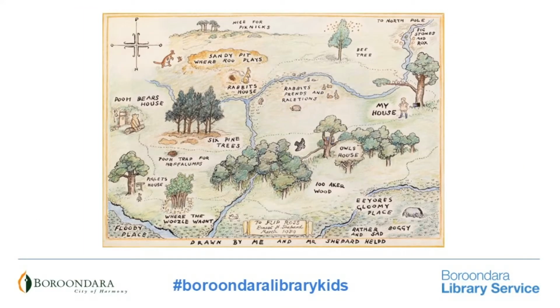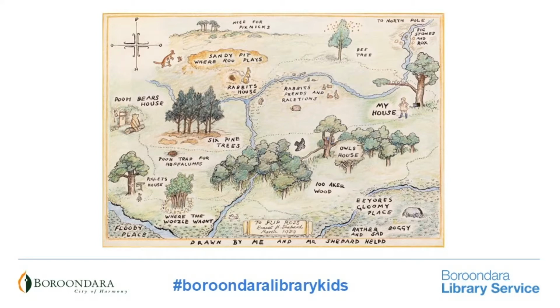A very famous pictorial map that you might be familiar with is Christopher Robin's map of the 100-acre wood from the Winnie the Pooh stories. It is hand-drawn, not to scale, and lists only the things that are important to Christopher Robin. This is the type of map we are going to draw today.